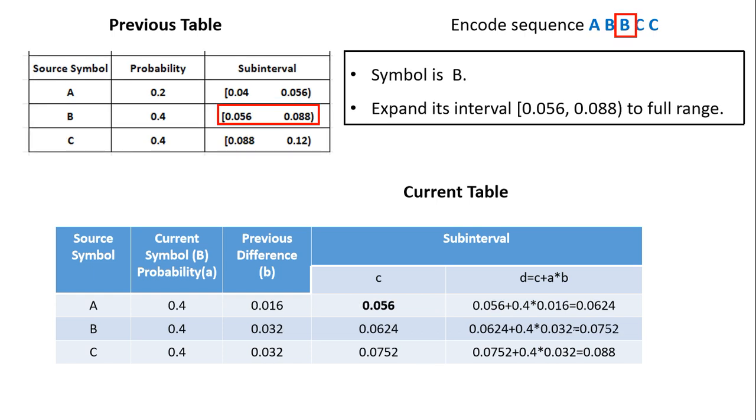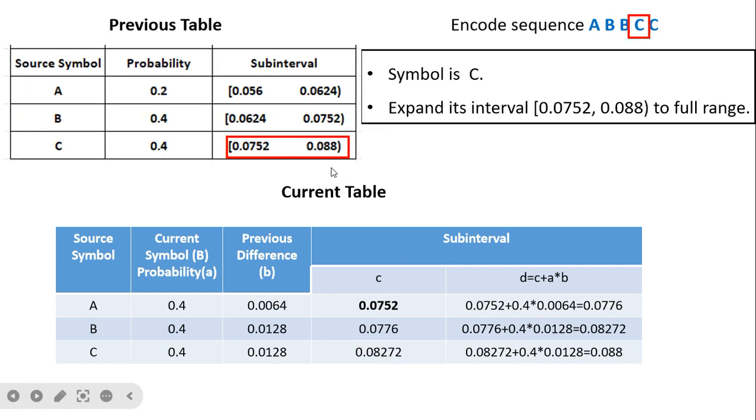Now next, B comes again, and the probability of B is again 0.4. Now we will expand from 0.056 to 0.088. We will follow the same procedure. Now the next symbol is C, so we need to expand this interval, that is 0.0752 to 0.088. So we will expand the same interval. Now the probability of C is 0.4. Here maybe some mistake is there, but you can take the probability of C as 0.4. In this way it is calculated.